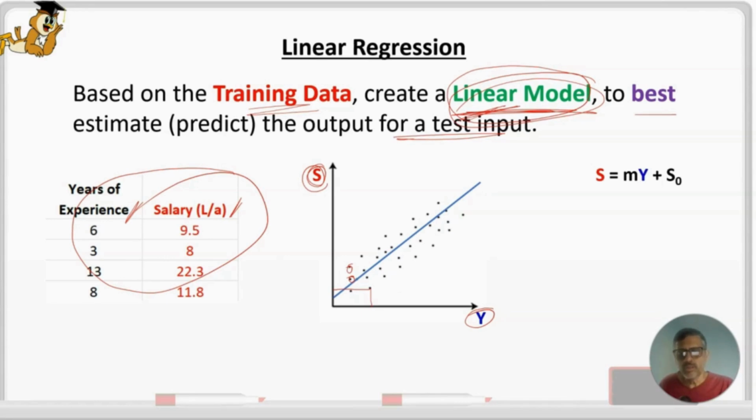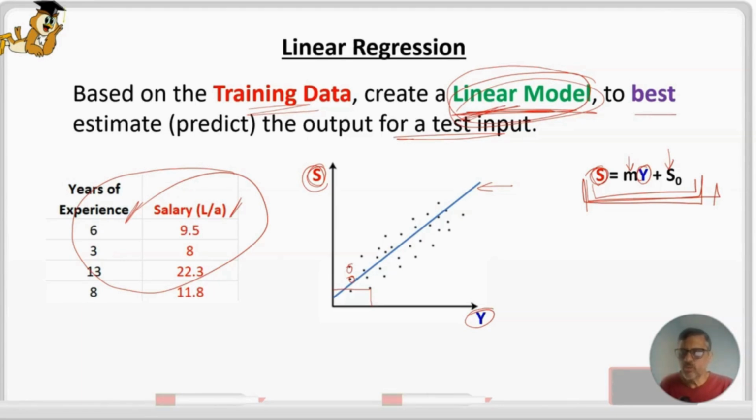Now in this particular case of one independent variable, a linear model is basically the equation of a line, y equal to mx plus c. Here, instead of y, I am using the dependent variable salary. On the x-axis, you have years of experience. m is the slope of the line and s0 is the y-intercept. So this is the equation of a straight line, and this is what a linear model looks like in the case of one independent variable and one dependent variable.